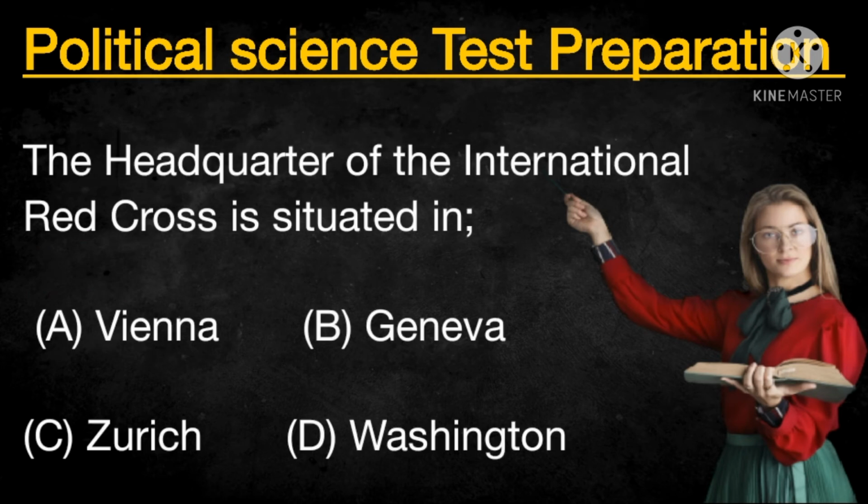Question: The headquarters of the International Red Cross is situated in A. Vienna, B. Geneva, C. Zurich, D. Washington. Its correct answer option B, Geneva.